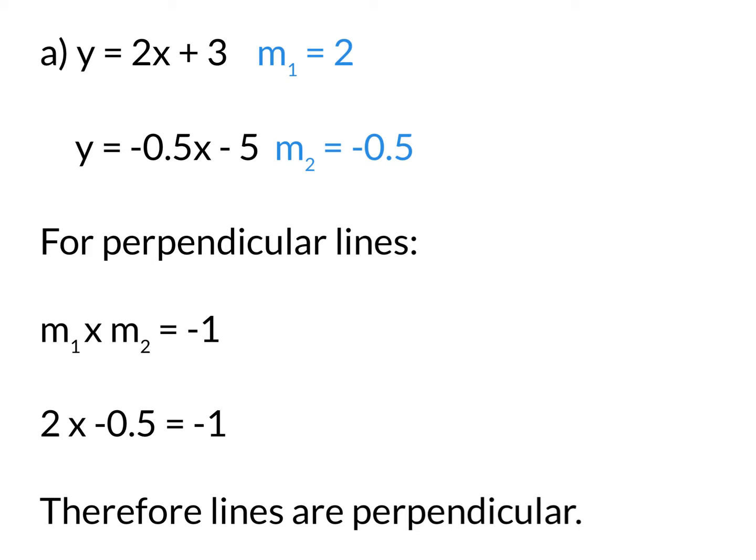So for the first example, the first gradient is 2 and the second gradient is minus a half. So for perpendicular lines, if we multiply the gradients together and we get -1, then the lines are perpendicular. So 2 times minus a half is -1. We can also look at it that 2 and minus a half are negative reciprocals of each other. So that's another way that you could think of it. So therefore the lines are perpendicular.